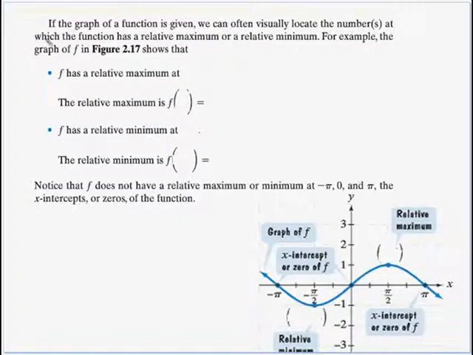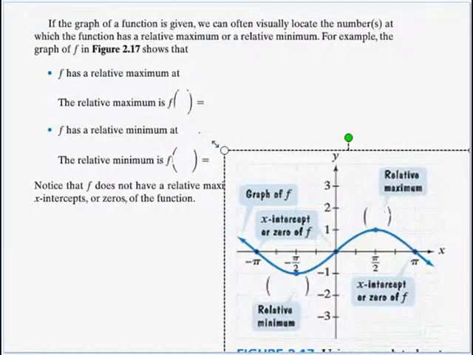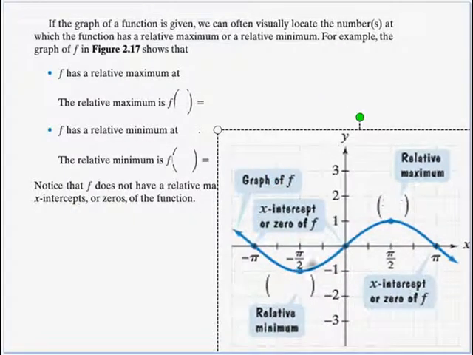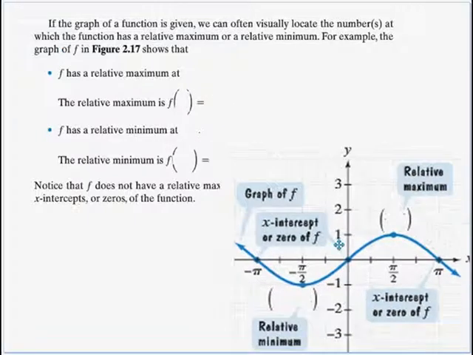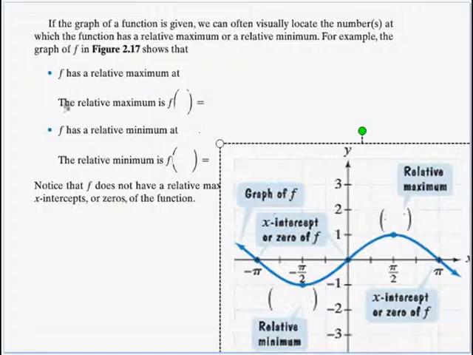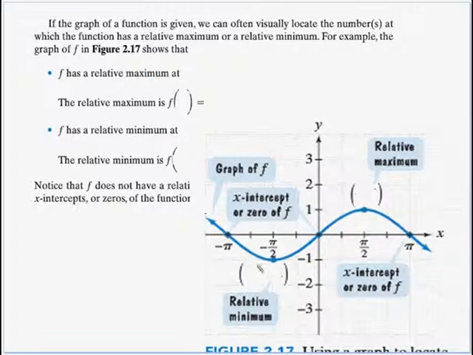Okay, so here's our given function right here. If you had my pre-calc class before, you know that's a sine wave. It says if the graph of a function is given, we can often visually locate the numbers at which the function has a relative min or relative max. So here's our figure 217. It says the function has a relative max at, well, let's see here. I'm going across the graph. I see this peak. It has a relative max at pi over 2.